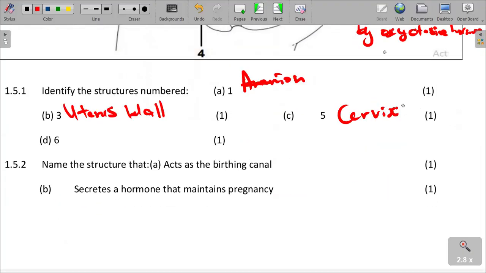So number 6 is obviously the fetus. As we can see, that is the developing young baby, which is the fetus. There is the fetus, number 6. Just bonus marks are given for us here. I don't think any one of you is going to miss any marks.